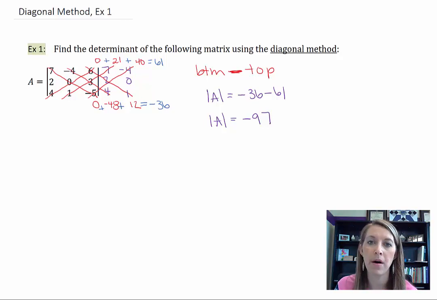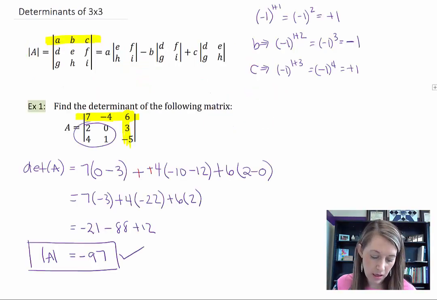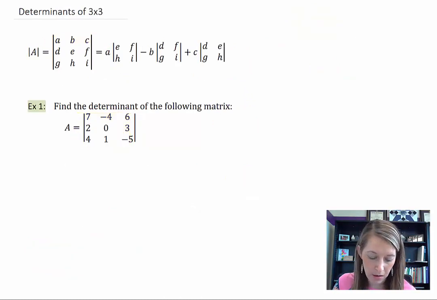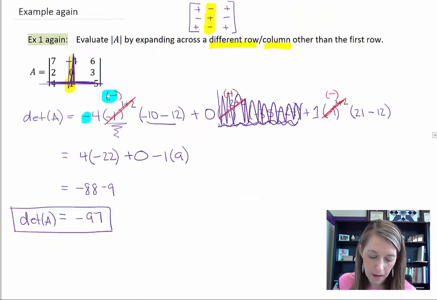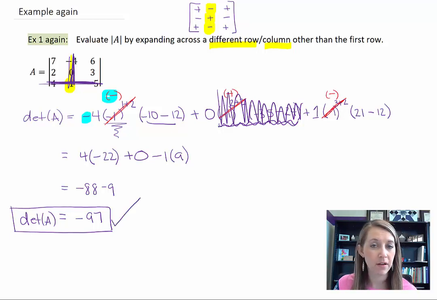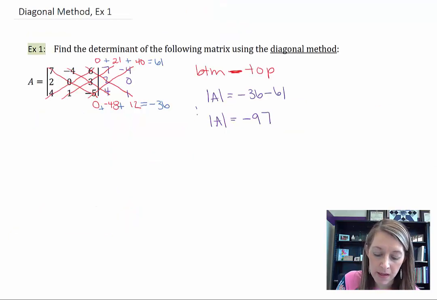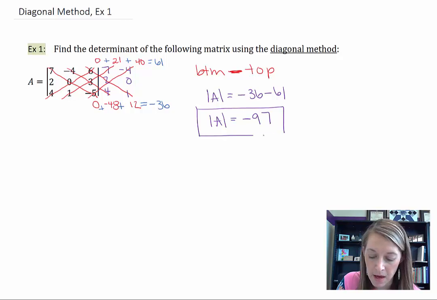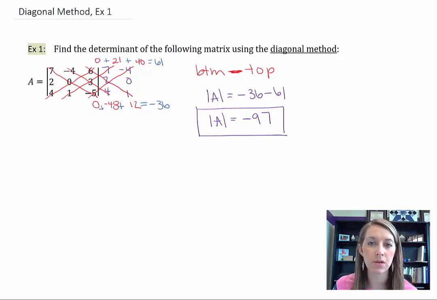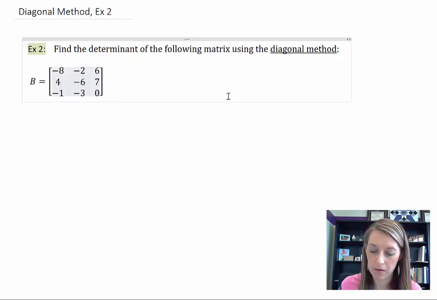Now we've taken the determinant of this matrix lots of times already. We did it by expanding upon the first row, I think right here, and then we also did it by expanding upon the second column. And each time we always got that our determinant was negative 97. So again, it doesn't matter what method you use, you're always going to get the same answer. And this just confirms one last time that we have the correct answer for this 3 by 3 matrix.